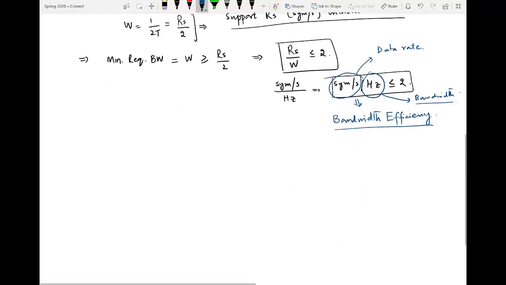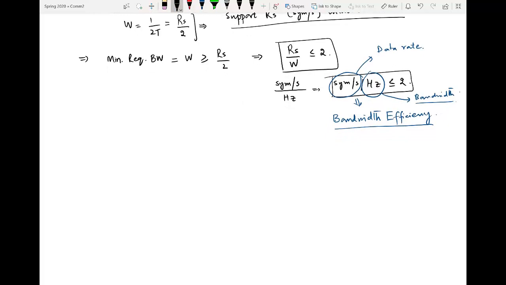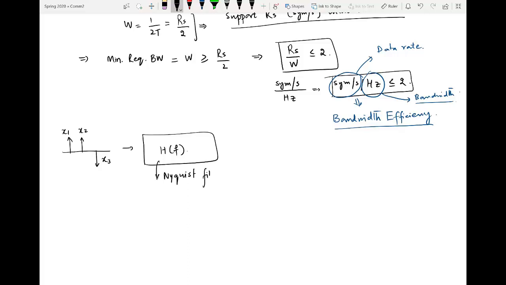So again we draw the same diagram, assuming the use of the Nyquist pulse instead of the arbitrary pulse shape. The same data will be transmitted through the equivalent system, which is H of f. Now assuming that this equivalent H of f is the Nyquist filter, what will be the output? Now carefully let us draw the same thing over here.